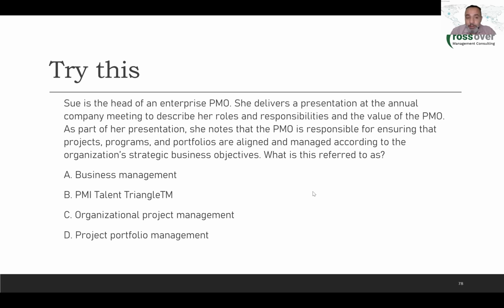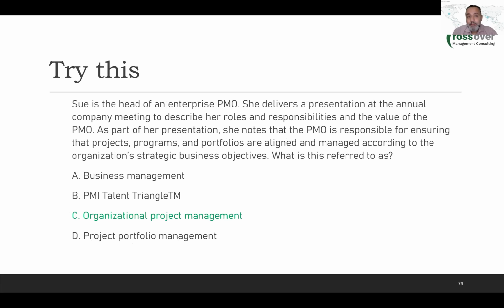Business management, PMI talent triangle, organizational project management, project portfolio management. Yes, this is the definition of the OPM, right? This is what OPM does, organizational project management, to make sure that projects are aligned with programs, with portfolios in order to achieve strategic objectives. It's not only portfolio management, it's all levels, projects, programs, and portfolios.